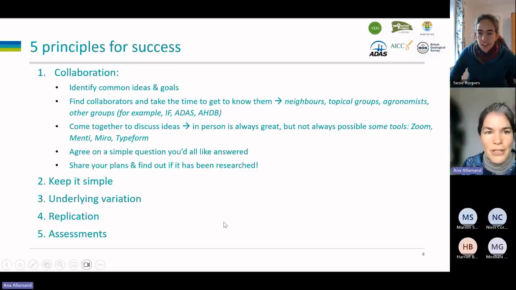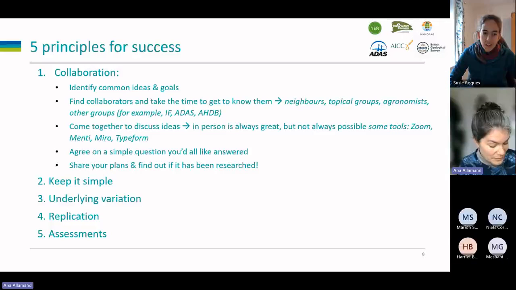Because ADAS has created 5 amazing principles for success, which I find really useful when thinking about facilitating these processes.